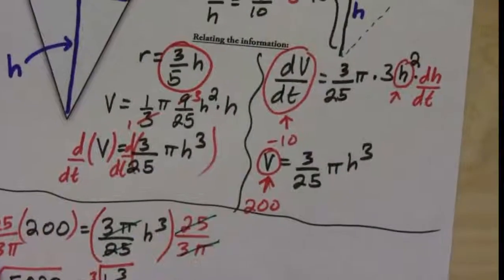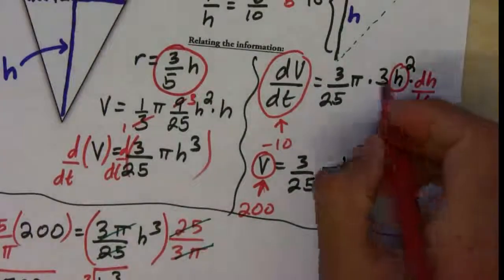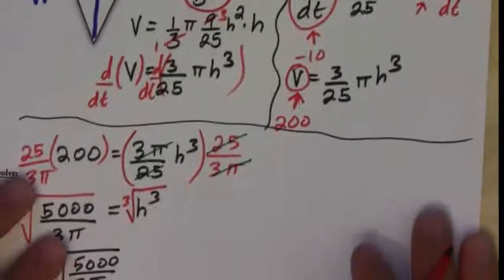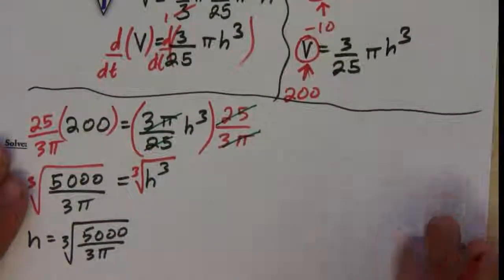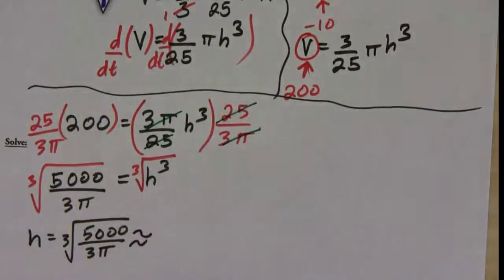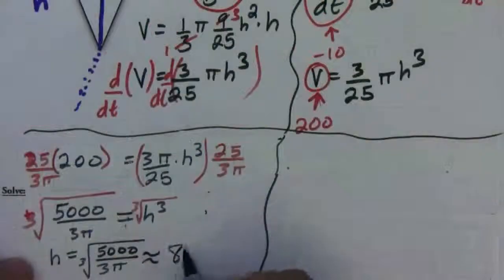And this, then I can plug it into here. Now, this cube root of 5,000 over 3 pi, well, that's kind of a messed up number. Why don't we approximate that with our calculator? 8.09. Let's round it up to 8.1.